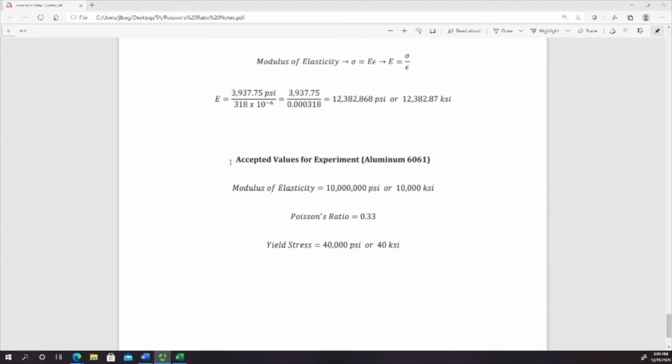Additionally, there's a section in your lab report that uses the accepted values for the material that we're looking at, so I've included these values here. Again, we're using aluminum 6061, so our modulus of elasticity value is 10 million psi or 10,000 ksi. Poisson's ratio is approximately 0.33, and our yield stress is about 40,000 psi. So this is the initial overview of the background on the experiment we're going to be conducting today. Next we'll get into actually conducting our experiment.